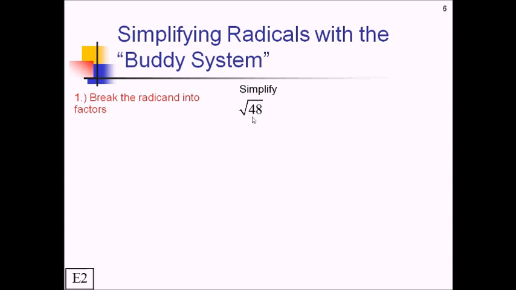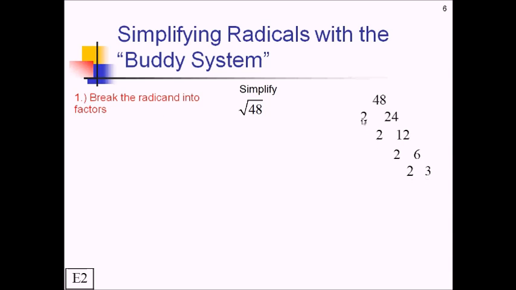So 48, let's divide that by 2, right? Because it doesn't get any easier. So we've got 2 times 24, but now 24 we can split up into 2 times 12, and 12 we can split up into 2 times 6, and 6 is 2 times 3, of course.